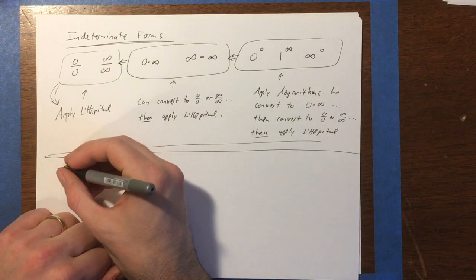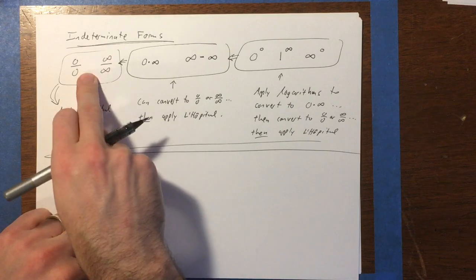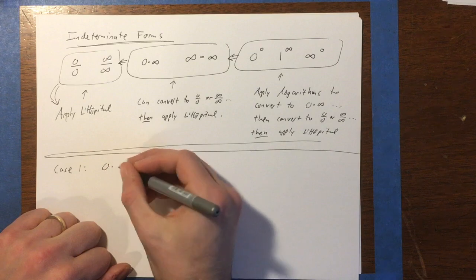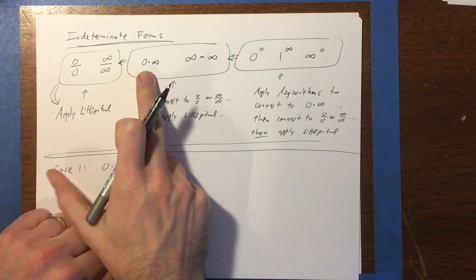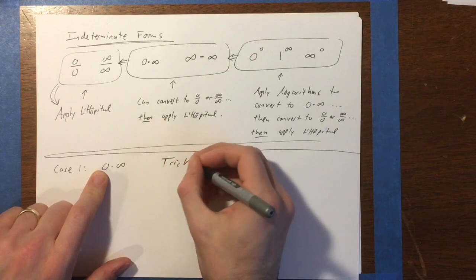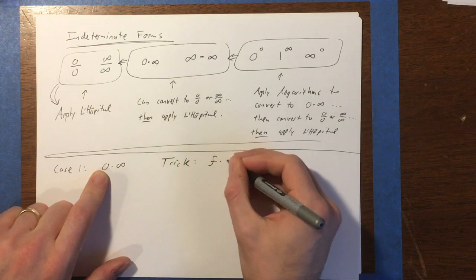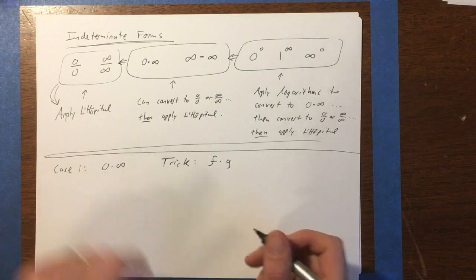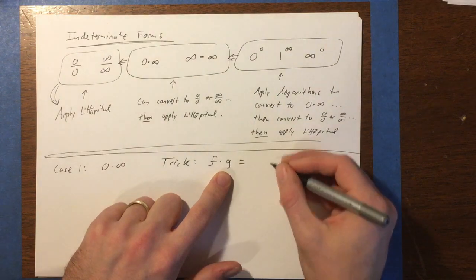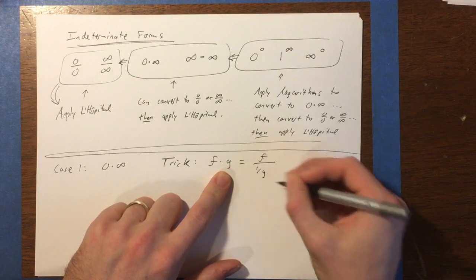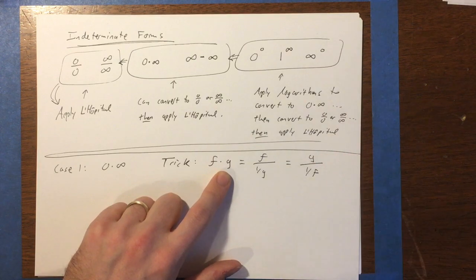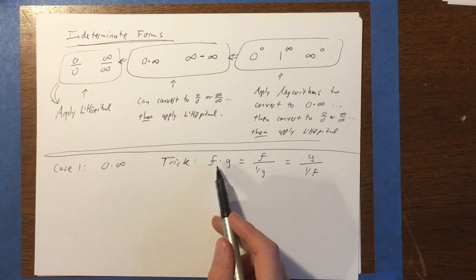So let's first start. We've already addressed these two cases. Those are the easy ones. Let's first start with the 0 times infinity case. If you have two functions multiplied together, and one is approaching 0 and the other is approaching infinity, here's what you can do. You can apply an algebra trick: f times g is the same as f divided by 1 over g, which is also the same as g divided by 1 over f. Basically, you take one of these two functions and do two things.